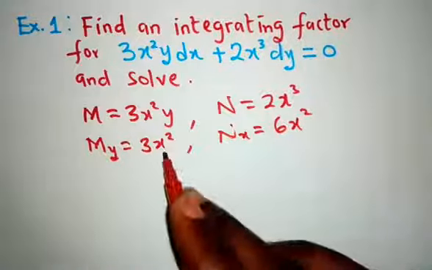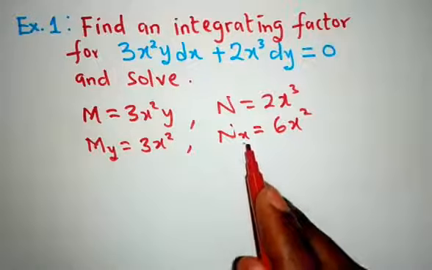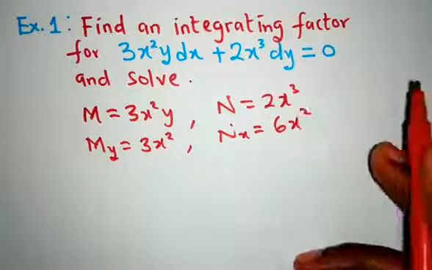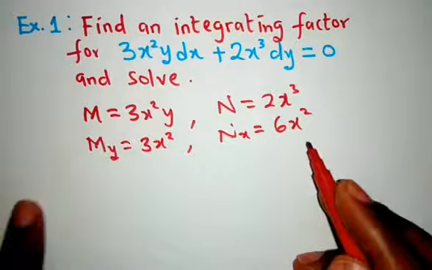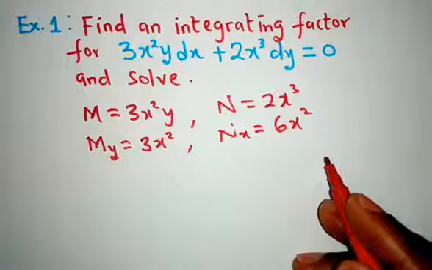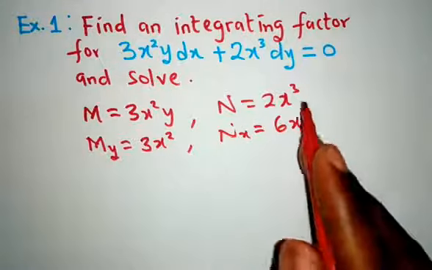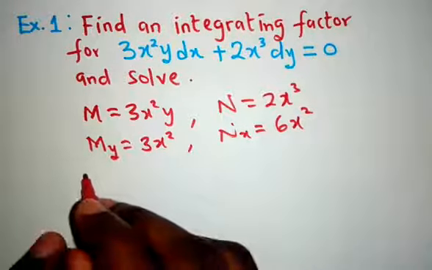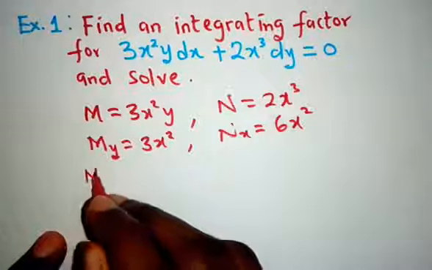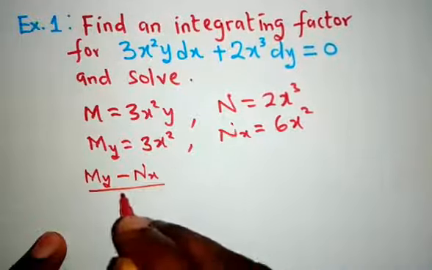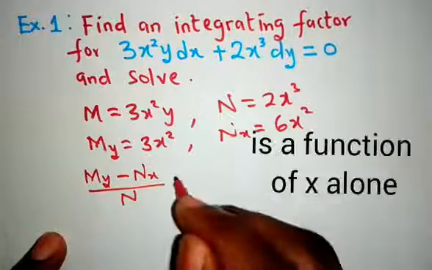Now we see that M sub y is not equal to N sub x. That shows that this equation is not exact. So we need to find an integrating factor to make it exact. So how do we do that? Let's check case 1. For case 1, we need to check that M sub y minus N sub x over N is a function of x alone.